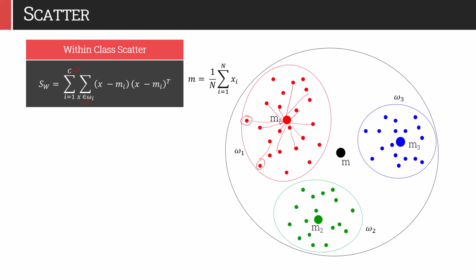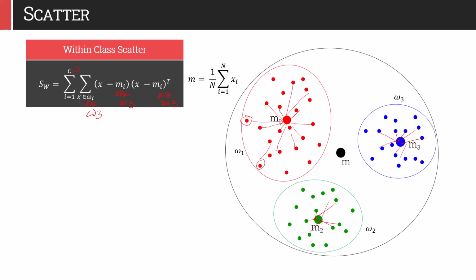Then i will be 2, so this will become omega 2. Now it will pick up all the samples from the green class, and this will become m2. From each sample from the green class, we have to subtract mean 2. So this minus this whole square, plus this minus this whole square, plus this minus this square. We repeat this for all the points in the green class. Then i would be 3, so the class would be omega 3 and the mean would be m3. From all the samples of class 3, we are subtracting m3.